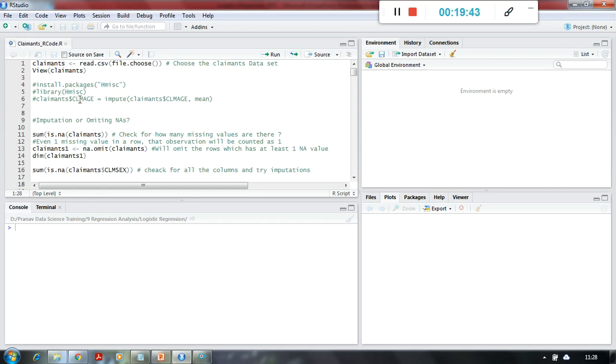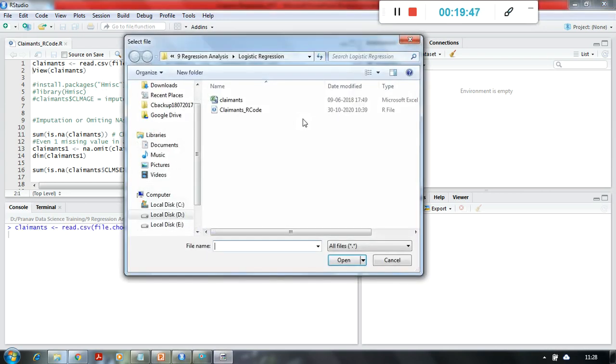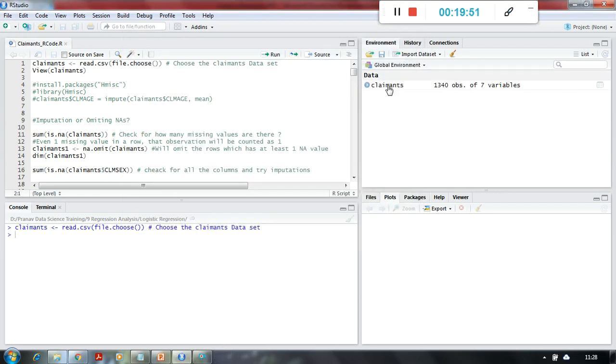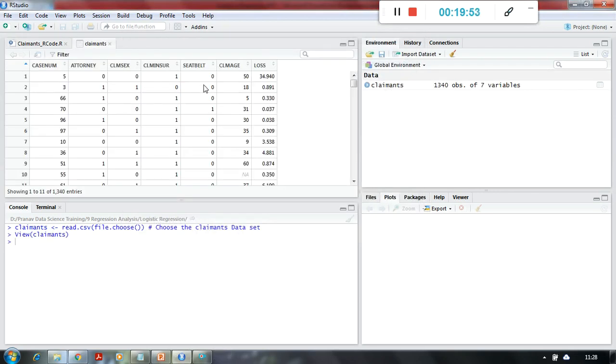So I have already written some code over here, right? Let me call in the data. So claimants is our data. If you see, these are the variables which we have just understood from the slide.